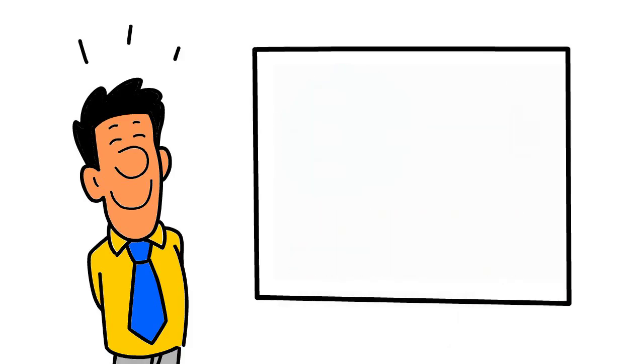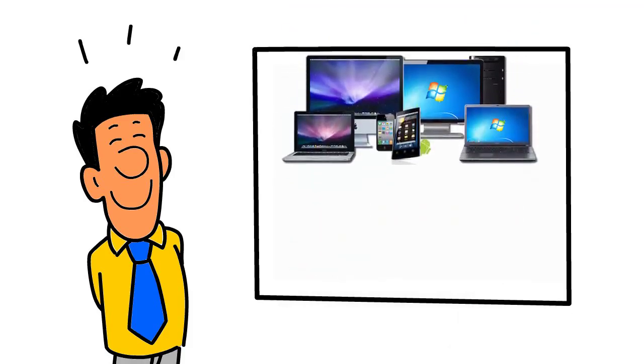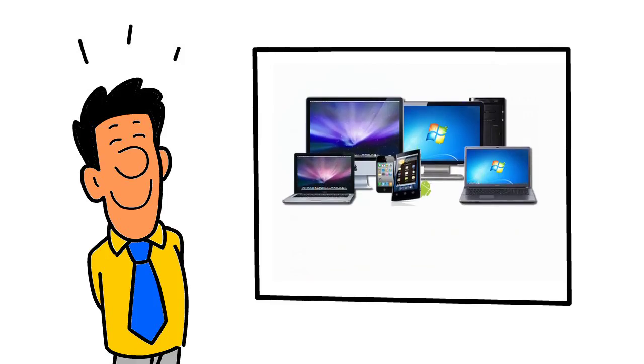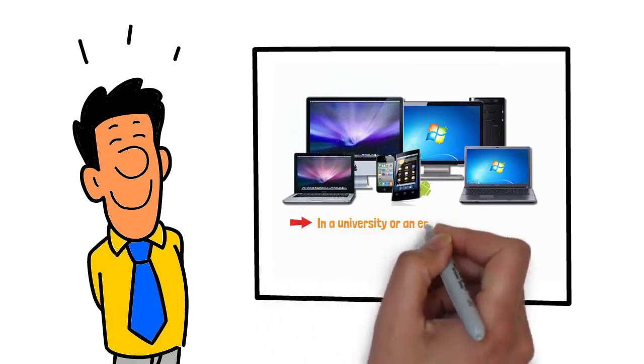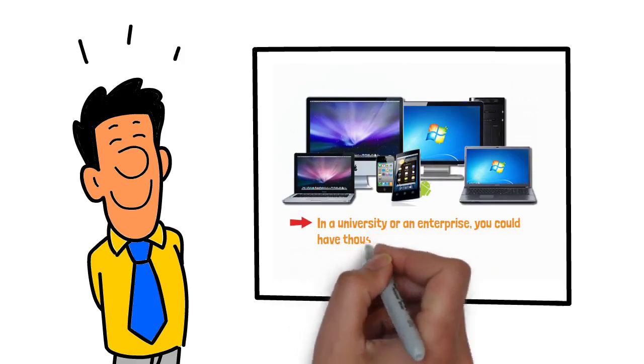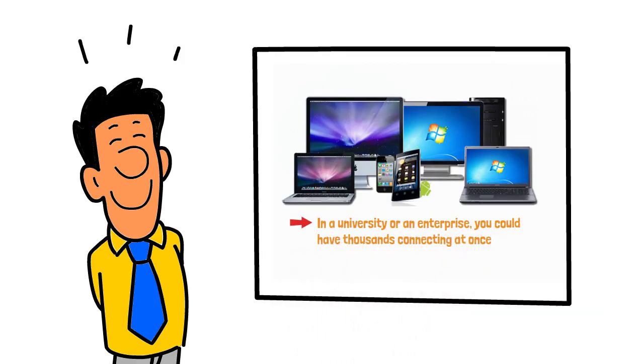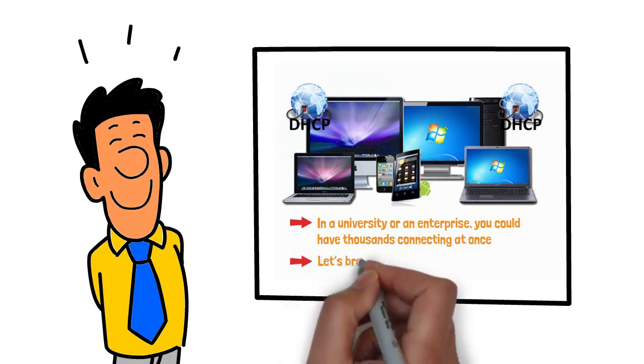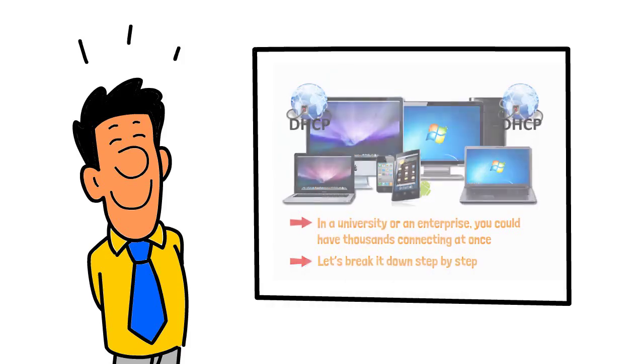This becomes even more critical as networks grow. At home, you might have 10 devices. In a university or an enterprise, you could have thousands connecting at once. Without DHCP, it would be a nightmare to keep things running smoothly. So, DHCP solves a major problem. But how does it actually work in practice? Let's break it down, step by step.